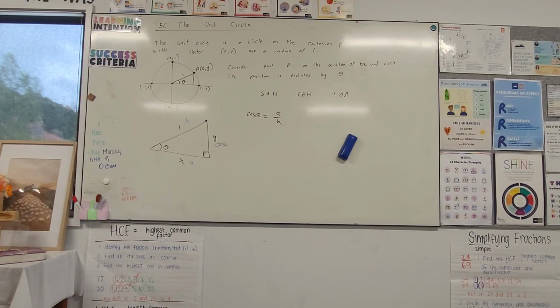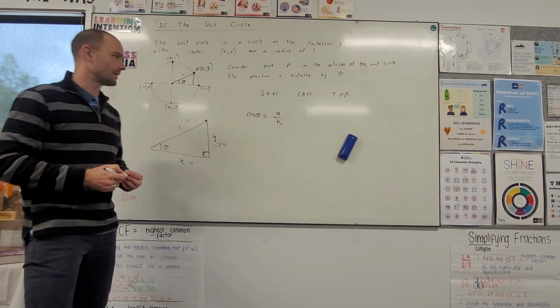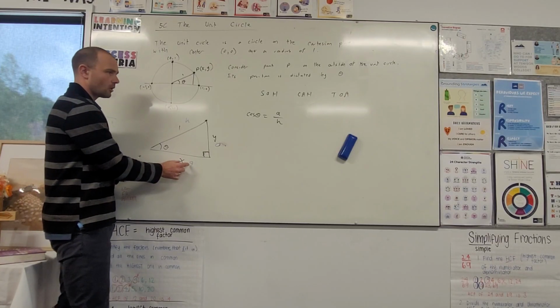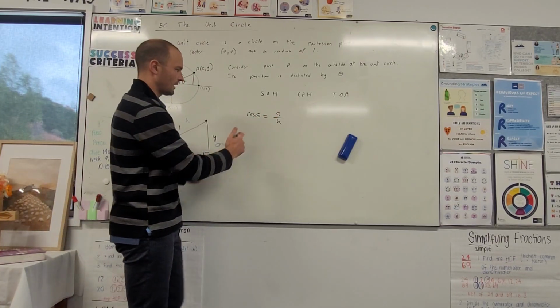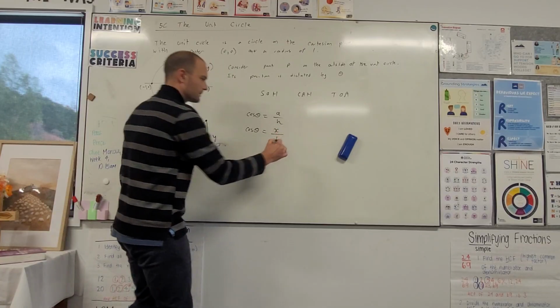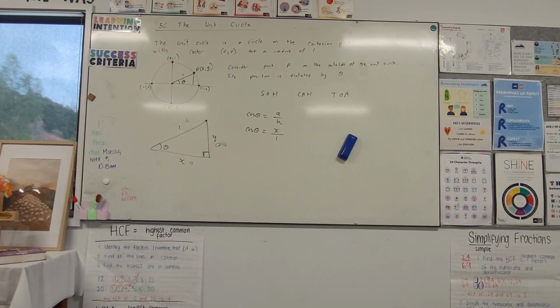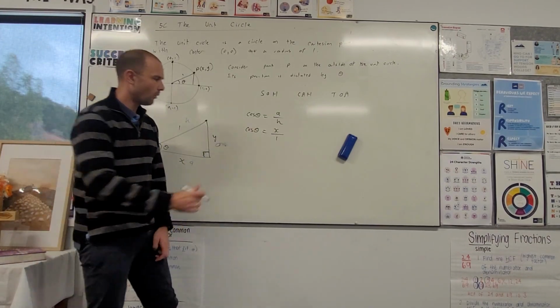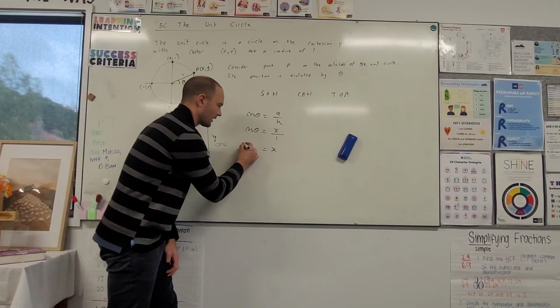Okay, that's the definition of cos. Cos theta is a on h. Now we have x corresponds with a, so we'll put x where the a is. And we have h corresponds with 1, so we'll put a 1 where the h is. Now if we simplify this, x divided by 1 is just x.